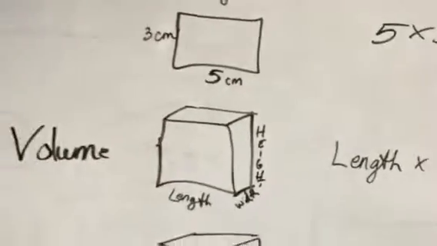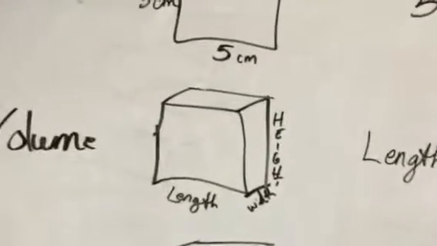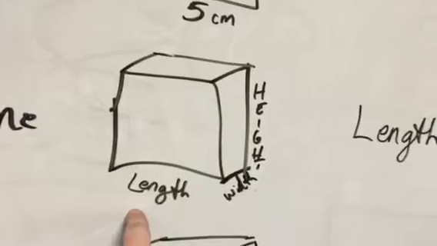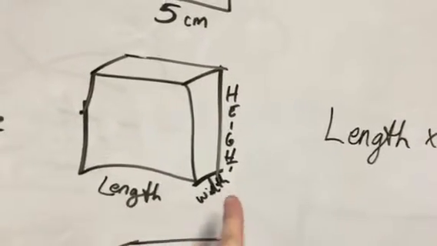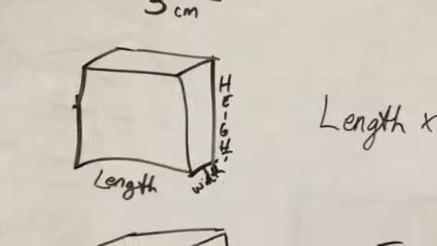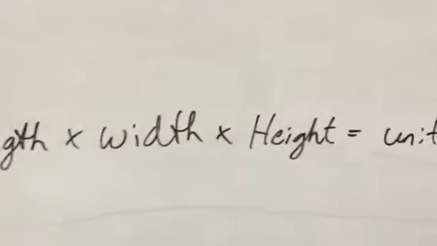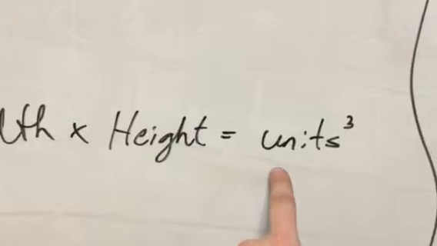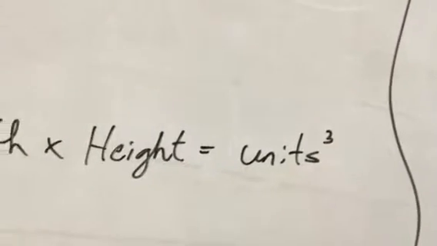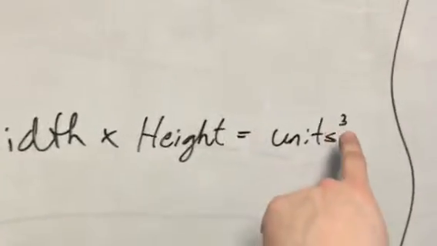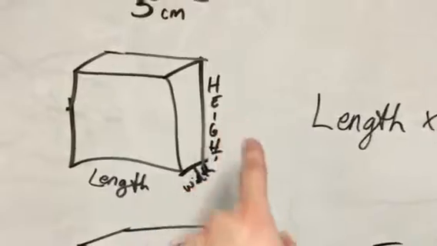Now let's look at volume. Now we have three-dimensional objects, and we're looking for how much stuff goes inside. And so we have length and width, but now we also have height. How we calculate that is length times width times height. And that's going to equal units cubed, or cubic units. And again, that exponent tells us that we have three dimensions: length, width, and height.